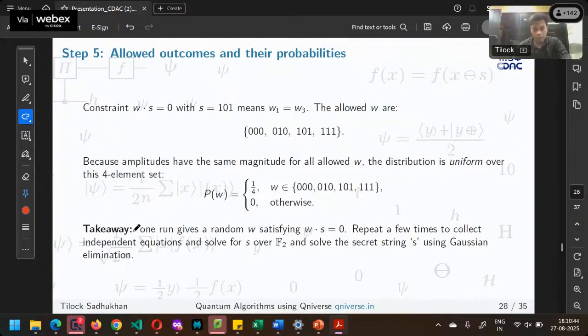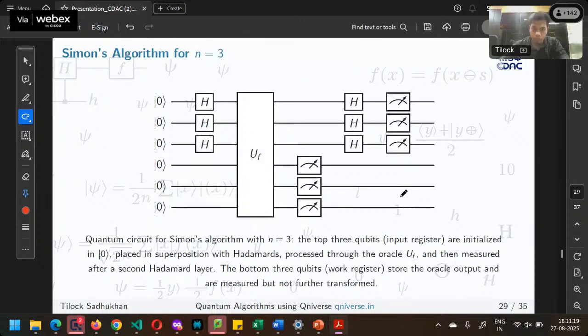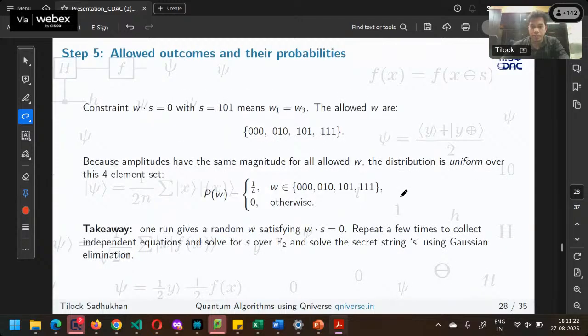So the key takeaway from this is that one run gives a random w satisfying w dot s equals 0. We repeat this process to collect w's so that all the w's we collect are linearly independent. Until we get these linearly independent w's, we keep repeating this process. Once we collect the linearly independent w's, we can proceed to solve with the capital W matrix, a homogeneous set of linear equations, W dot s equals 0, where we get s, which is our secret string.